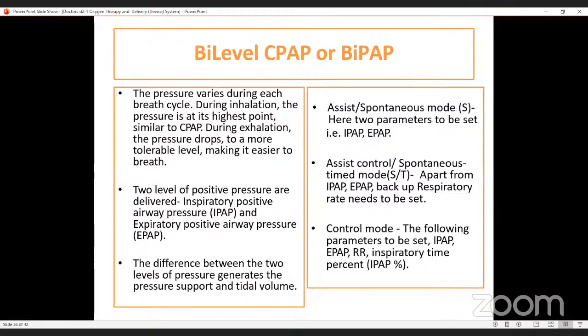दूसरा बाई लेवल की बात, आपने वो पिछले लेक्चर में डिटेल में पढ़ लिया है। द प्रेशर रिक्वायर्ड ड्यूरिंग ईच ब्रेथ साइकिल: ड्यूरिंग इनहेलेशन द प्रेशर इज एट द हाईएस्ट पॉइंट, सिमिलर टू सीपैप; ड्यूरिंग एक्सहेलेशन द प्रेशर ड्रॉप्स टू अ मोर टॉलरेबल लेवल, मेकिंग इट इजियर टू ब्रीथ। Two levels of positive pressure, therefore, IPAP and EPAP. Difference between the two levels of pressure generates the pressure support.